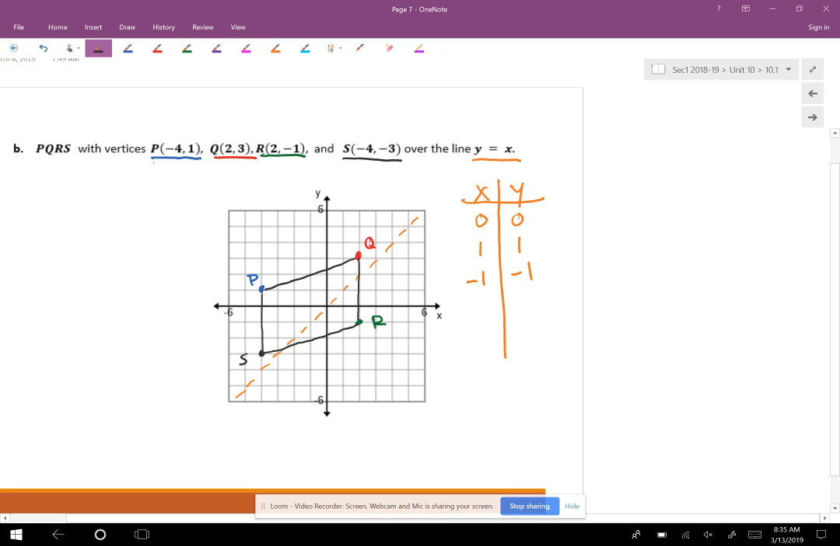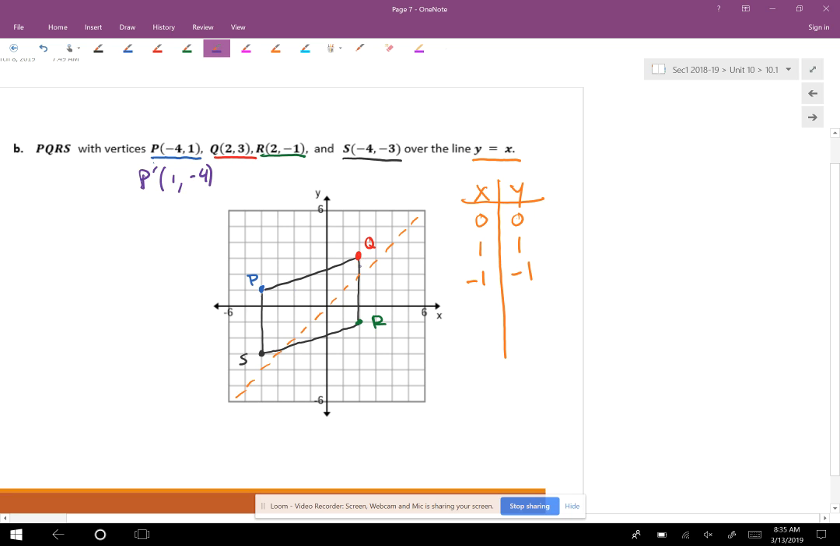The nice thing about these diagonal lines is that they are pretty simple, but not visually simple. It's not visually easy to see exactly where it's supposed to go. But we can take each of these, and I can make my P prime, and I'm just going to swap my x and y coordinates. So my 1, -4.